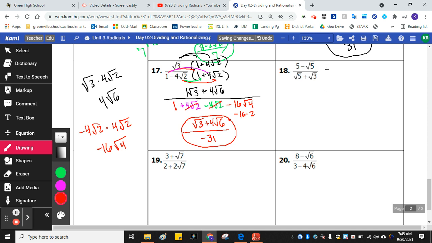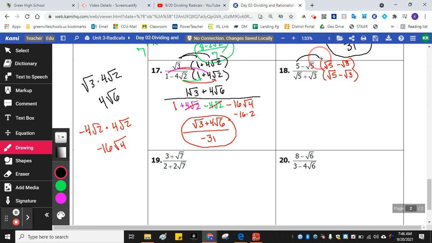Crazy looking thing. Can't simplify anything. Multiply it by the conjugate of the denominator. That's a 3. And now you're going to have to FOIL on top and on bottom. Makes that real complicated.